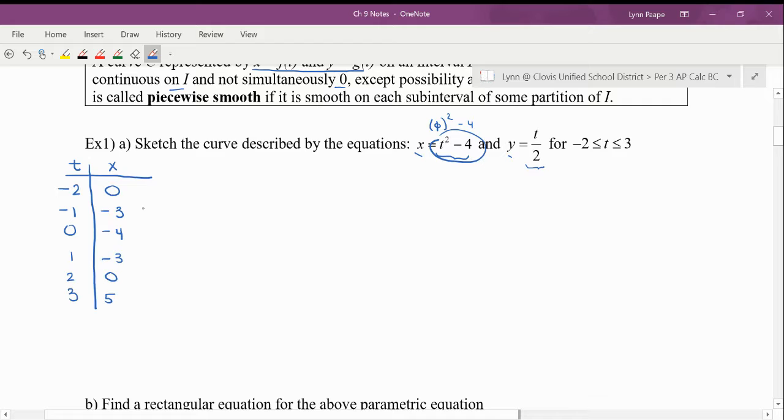So now I have values of x. So I'm going to do the same thing again, but now I'm going to do it to find my values of y. So I'm going to look at y is equal to t over 2.